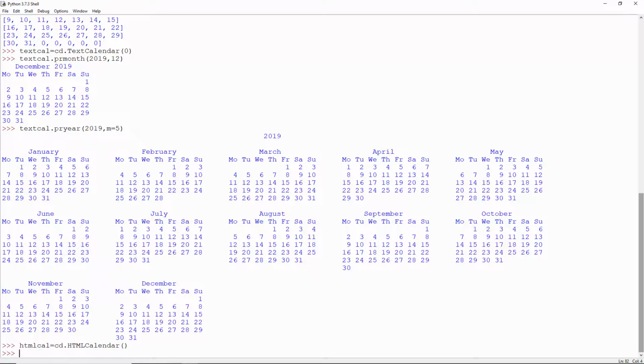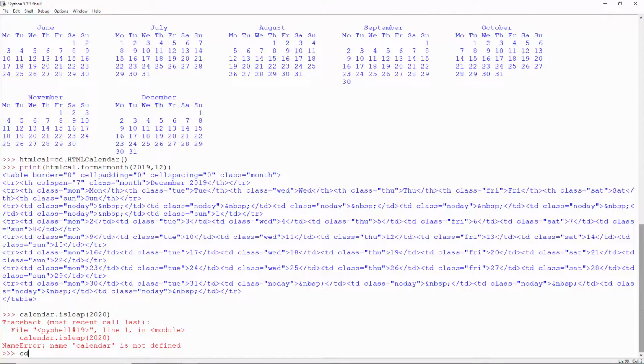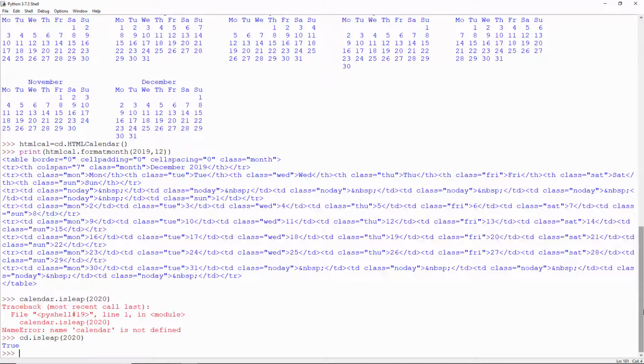This is an HTML calendar. This is the calendar of December for 2019. And this function tells us whether this year is a leap year. Yes, 2020 is a leap year.